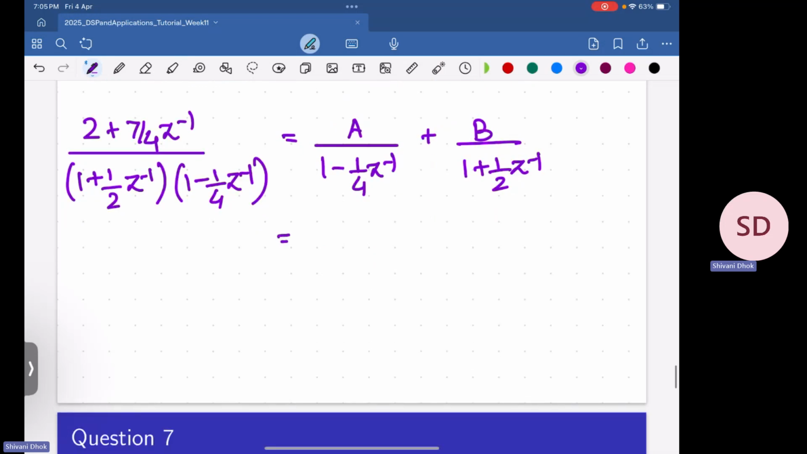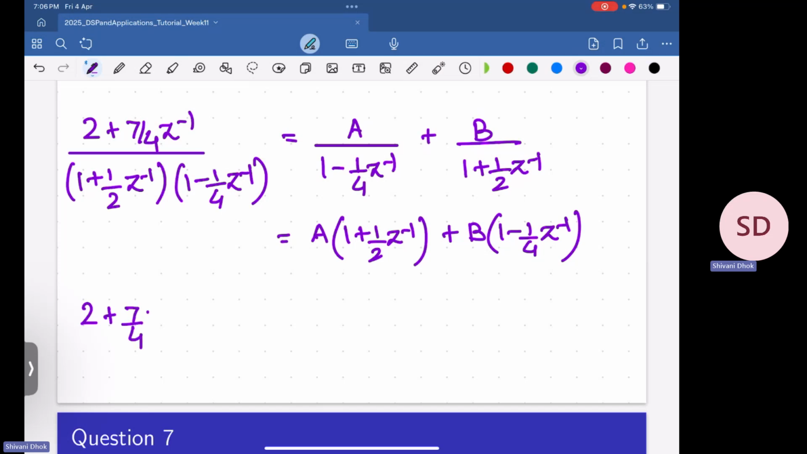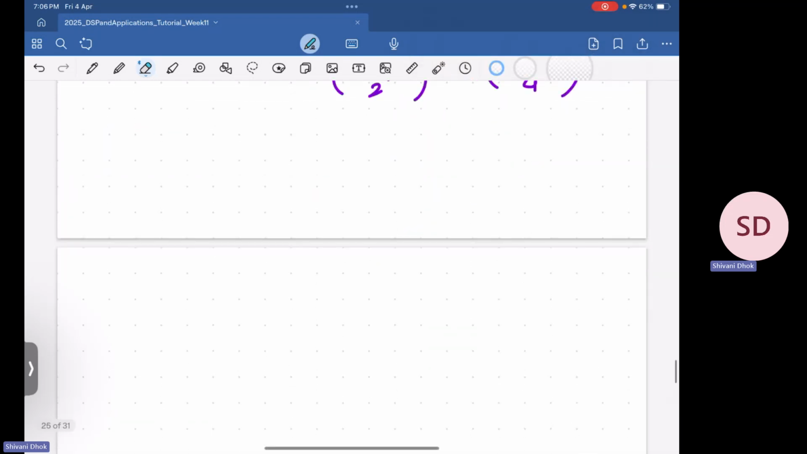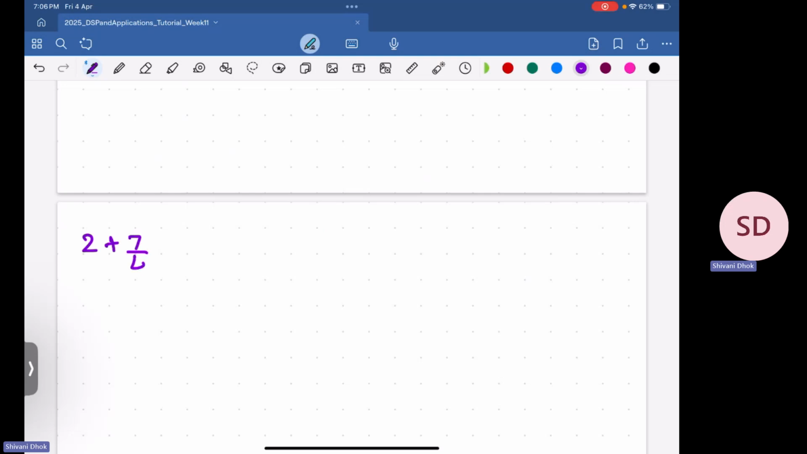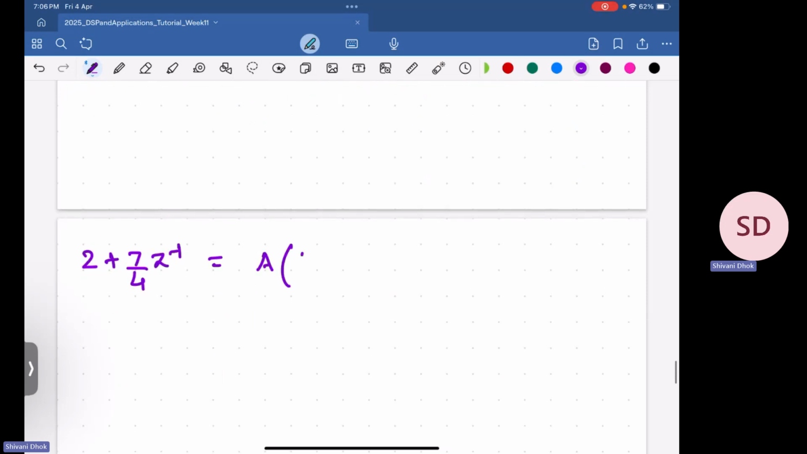Now if I cross multiply, what do I get? I get a into 1 plus 1 by 2 z inverse plus b into 1 minus 1 by 4 z inverse. Now if I equate the numerators on both the sides, what do I get? Let me write this on the new page. So I get the numerator, that is 2 plus 7 by 4 z inverse, equal to a into 1 plus 1 by 2 z inverse plus b into 1 minus 1 by 4 z inverse.